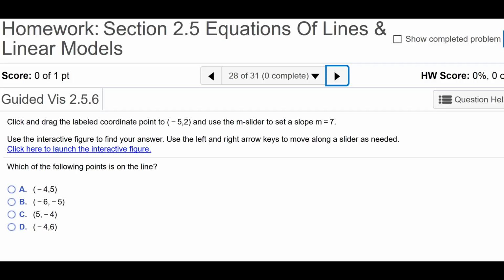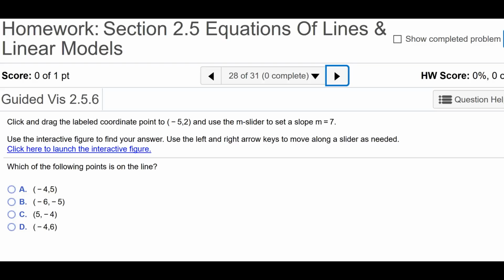Hello, Miss Wolfram here. Hannah wanted to know something about problem 28 of the section 2.5 homework. So I'm going to take a look at a version of that. It shows up in my account.